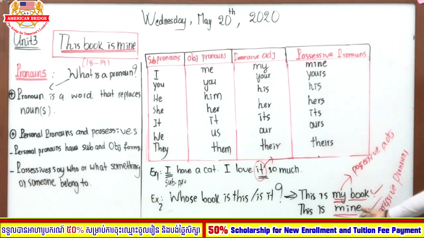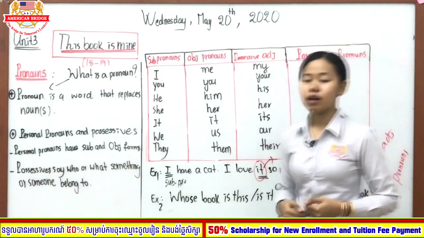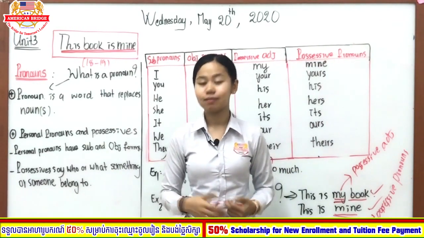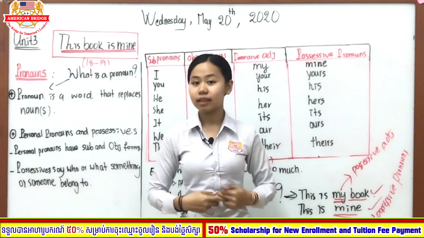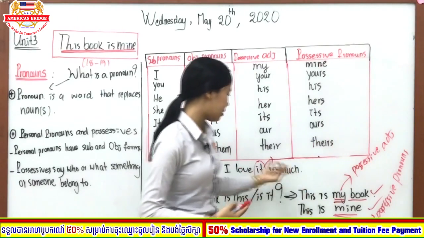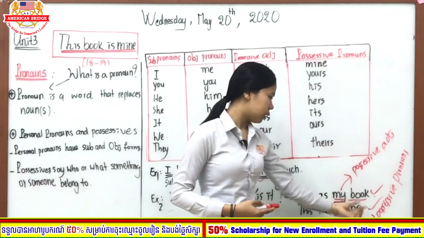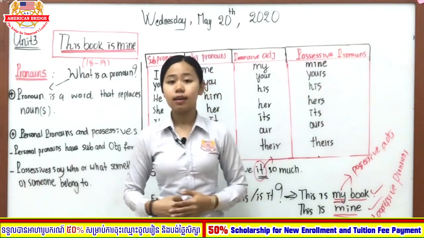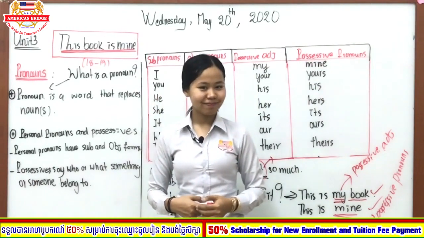But see, when you put mine, you don't need to put book behind it. So this is mine book. It's not correct, but you just say this is mine. It also means this is my book. It is the same. Do you understand? Like I said, this is her book, or I can say, this is hers. You see? The same meaning, but what is different in the usage is that when you use a possessive adjective, you need to put a noun behind it. While when you use a possessive pronoun, no need to put a noun behind it. Do you understand? All right.